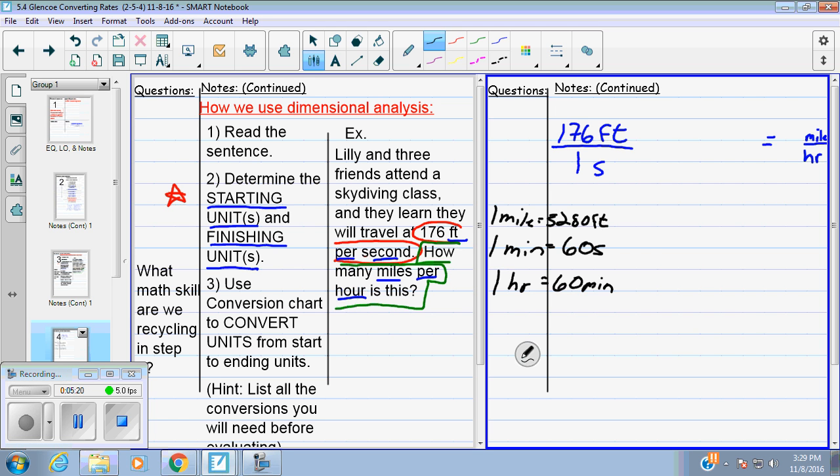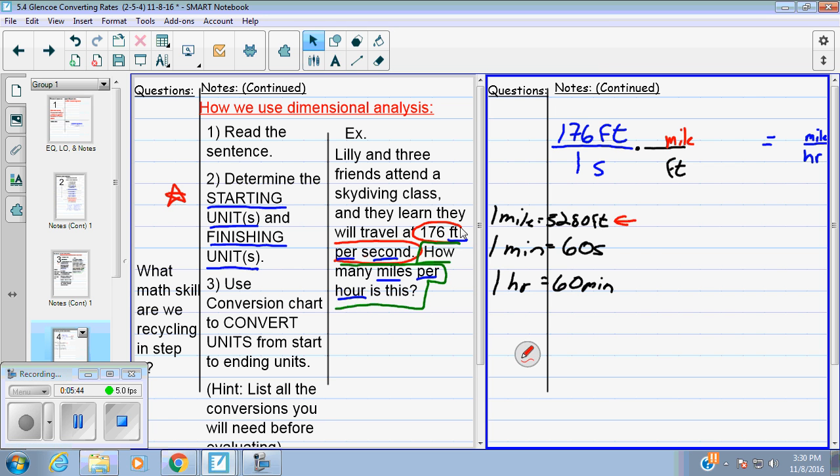So let's see. I don't like feet on the top, so we're going to start with just a distance conversion. If I want to get rid of feet as a unit, I need a feet in my denominator. And is there a conversion from feet into miles? Yes, there is. So we can put the mile up on the top there. Okay, so I believe those are going to reduce those units correctly.